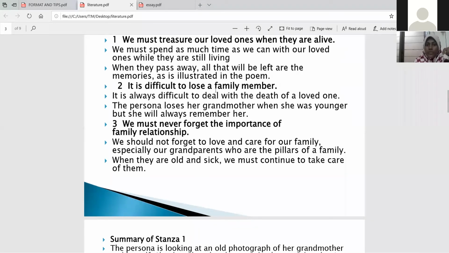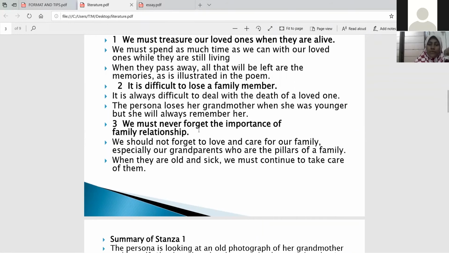Okay, to deal with the death of a loved one. This is shown by the granddaughter. She grieved over the death of the grandmother. Right. The persona loses her grandmother when she was younger, but she will always remember her. You can see in stanza 3 that she said she's still living, she's still breathing there, based on the picture, because the last smile given by the grandmother was very memorable, she remembered that, right?